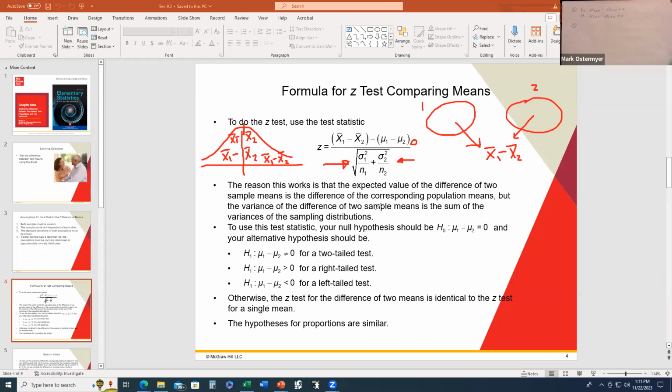So this standard error is like the sum of the variances or the sum of the standard deviations of the sampling distribution here. Okay, so it's kind of like a pooled standard error, if you will.